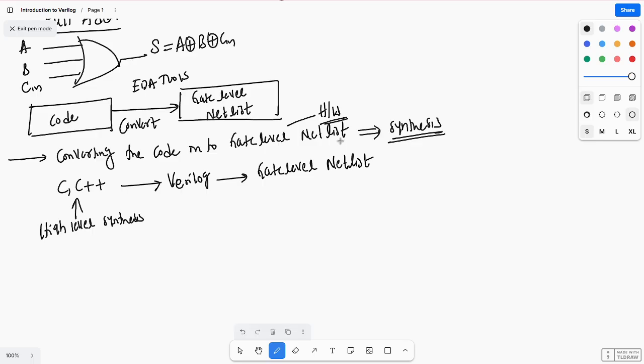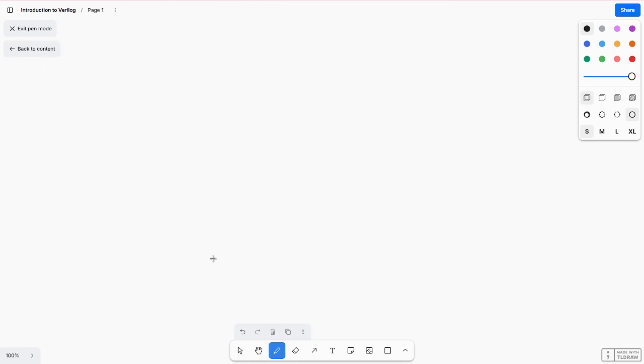Okay. Next, if you see the level of abstraction. So what is abstraction? It is the process of representing the digital system design at a certain level without exposing the underlying implementation details. In the level of abstraction there are two types: the top down approach, and the bottom up approach.